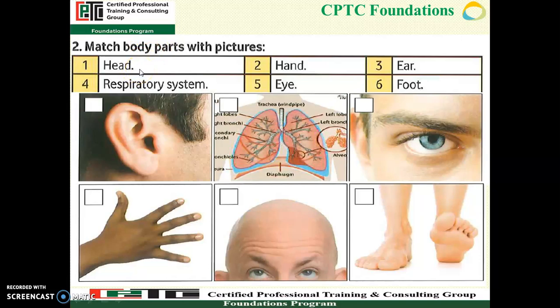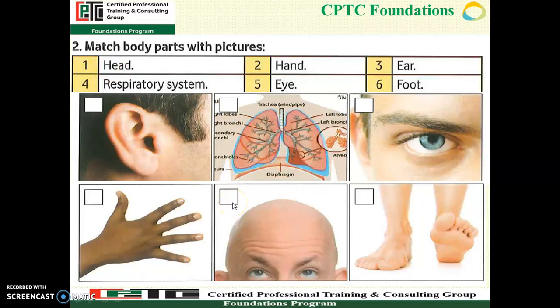So what I want you to do is to match each body part with the correct picture. We have first of all head, then hand, ear, and then respiratory system, eye, and the last one is foot. So I'll give you a few minutes. I want you to match the words with the pictures. Okay, so let's answer the question. Let's start with number 1, head. What picture is it for? It's for this picture, of course.